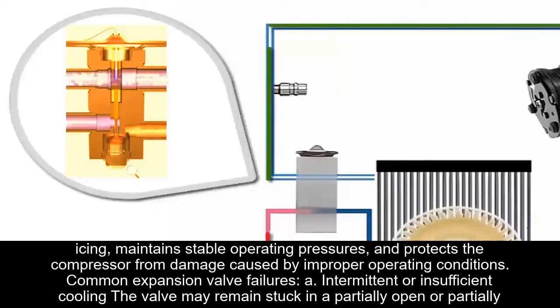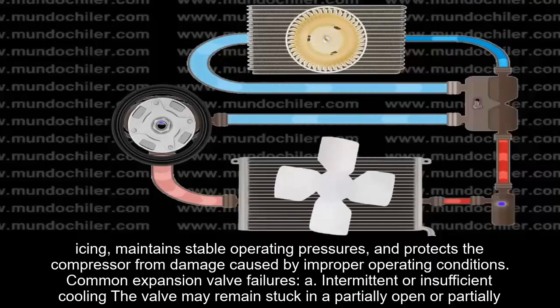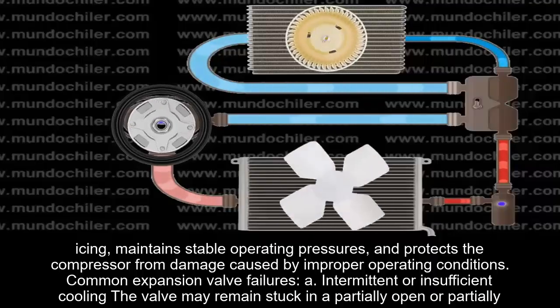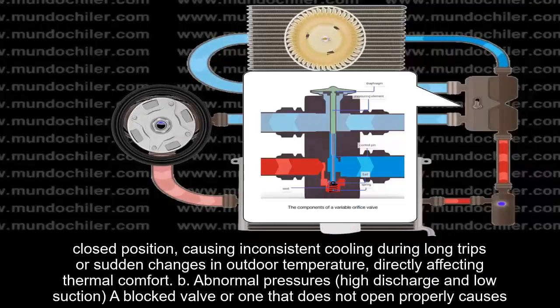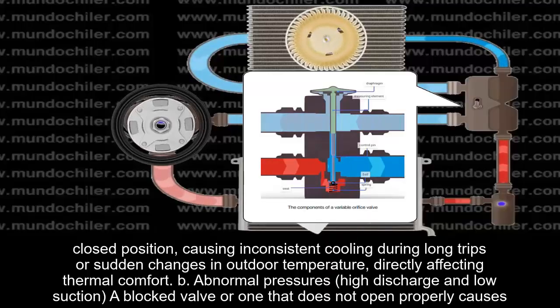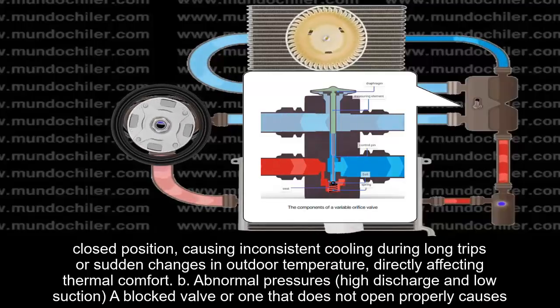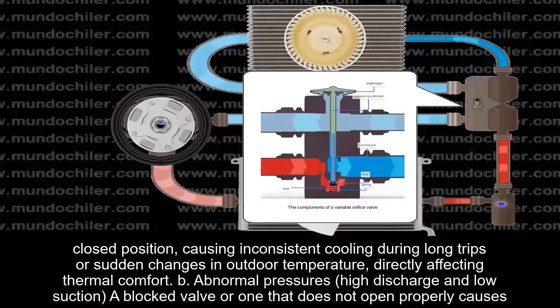Common expansion valve failures. A. Intermittent or insufficient cooling. The valve may remain stuck in a partially open or partially closed position, causing inconsistent cooling during long trips or sudden changes in outdoor temperature, directly affecting thermal comfort.